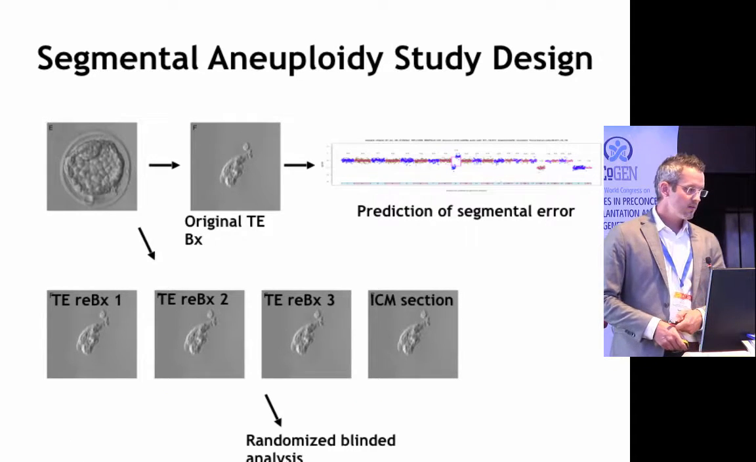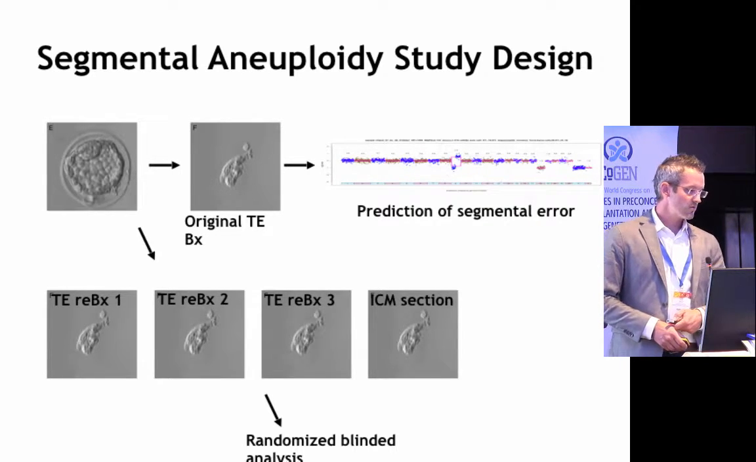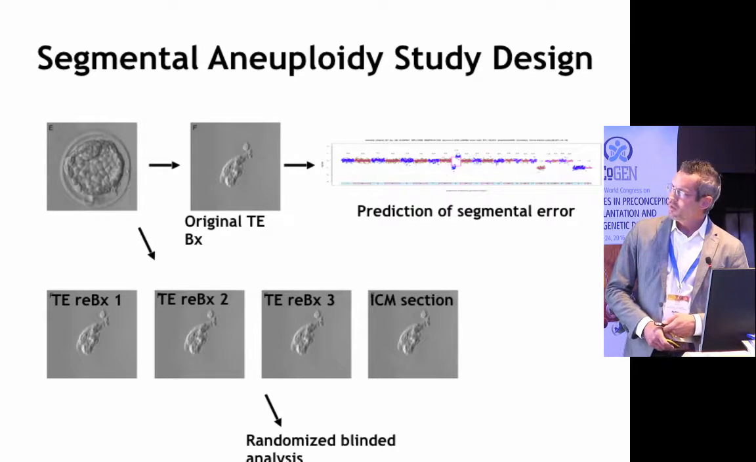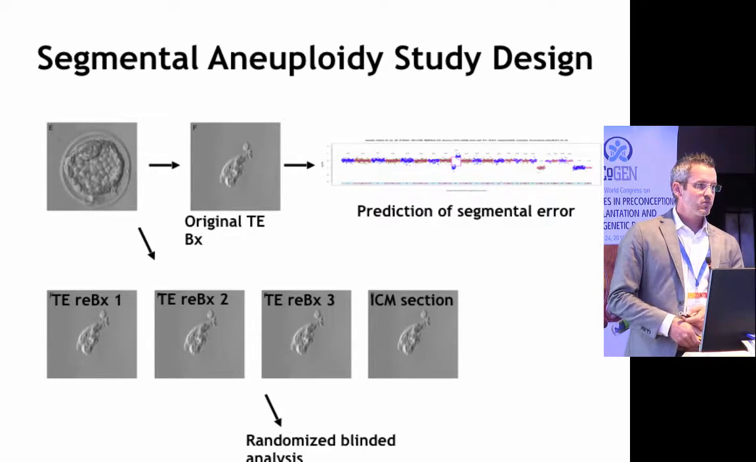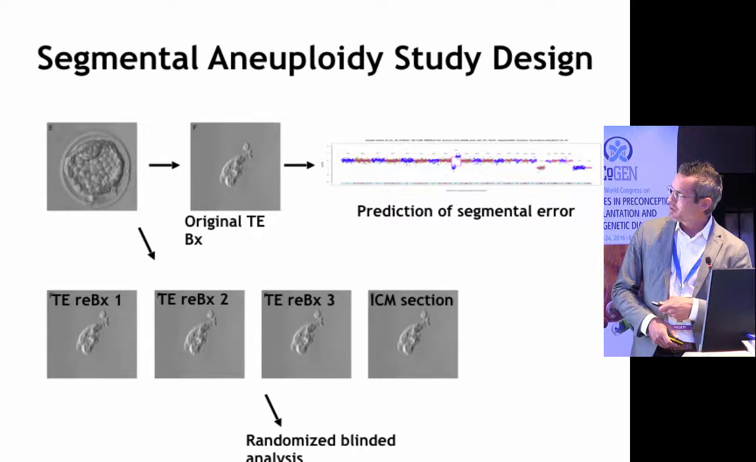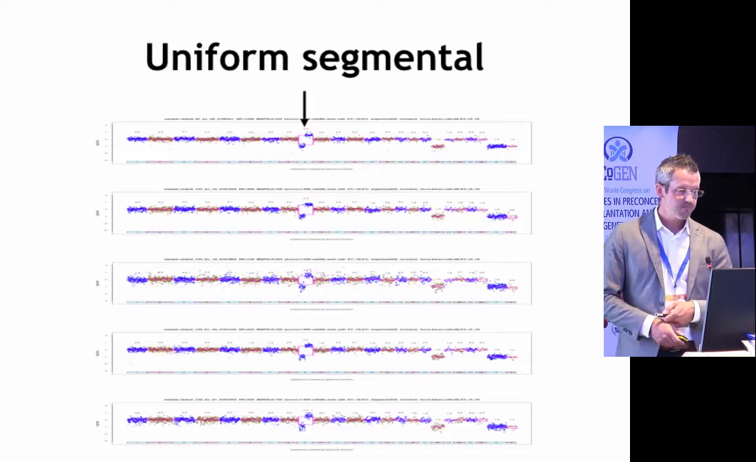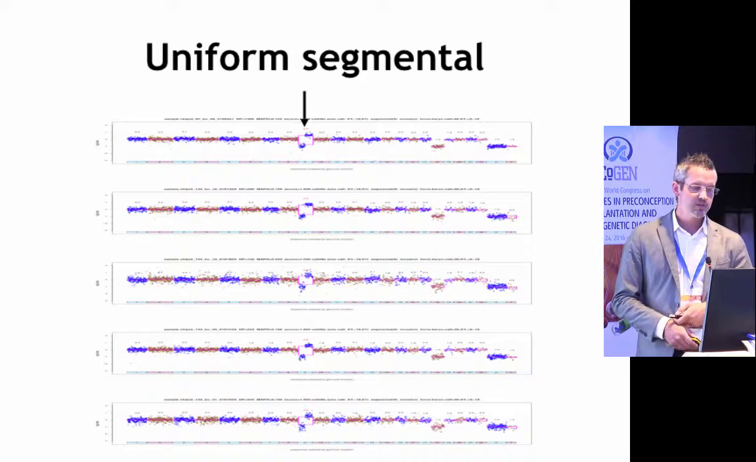And as we've heard, I think a little, there is interest in looking at segmental aneuploidy associated with errors during development of the embryo. One of the important aspects to look at is whether or not the original diagnosis is predictive of the remaining embryo. This is an example where the original biopsy predicted a segmental error. We performed multiple rebiopsies and performed randomized blinded analysis. We designated the results into different categories.